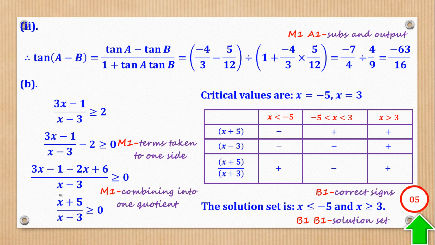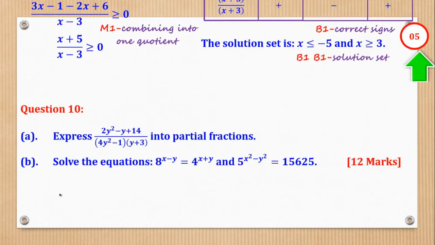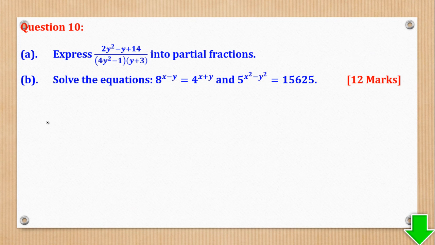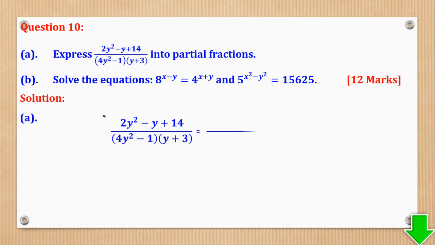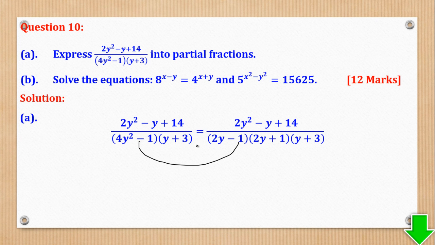So basically, that's what they wanted. Then question 10, part A, express this into partial fractions. Here the trick was on this. A student was supposed to realize that this is a difference of 2 squares. So first come and deal with that difference of 2 squares. So this will become this.